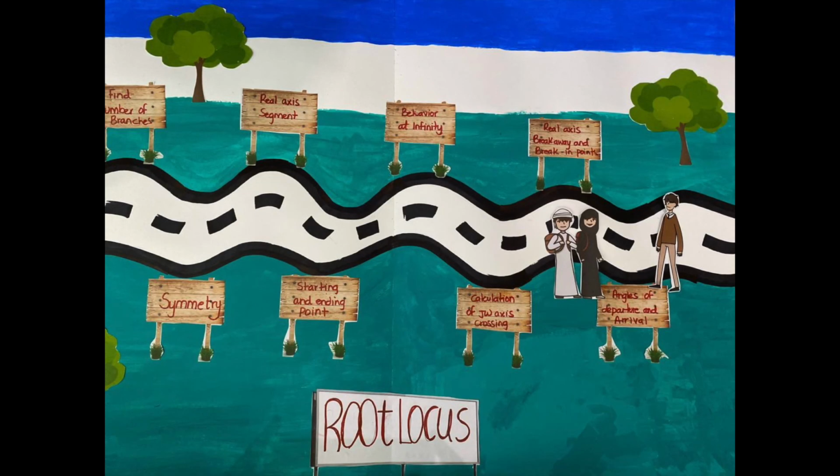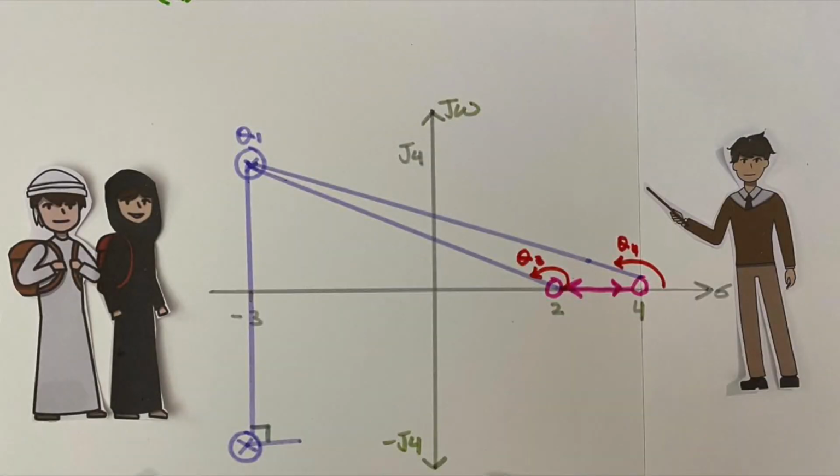Finding the angles of departure and arrival. If we have a pole, we assume all angles drawn from all other poles and zeros are drawn directly to the pole. Then we find the sum of all the angles, negative for the poles, positive for the zeros, and set it equal to 0. But what if it was a zero? We will do the same steps, but we get the angle of arrival.